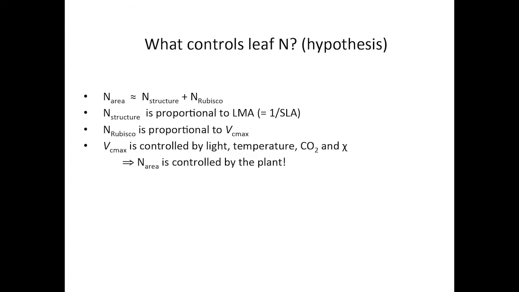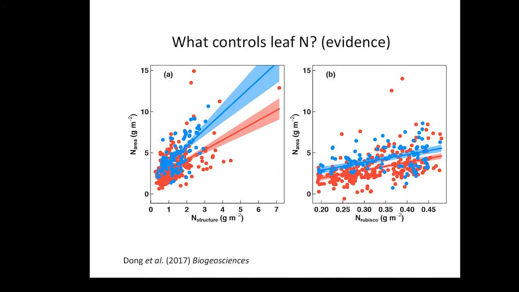many proteins there are. And there's a study recently published in Geosciences where we show the partial residual plots for N area against N structure derived from LMA, and N area derived from our estimates of N Rubisco. The blue and the red are nitrogen fixing versus non-nitrogen fixing plants, so there is a slight difference.